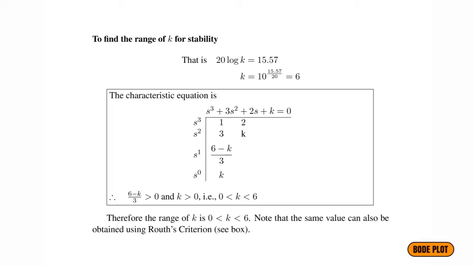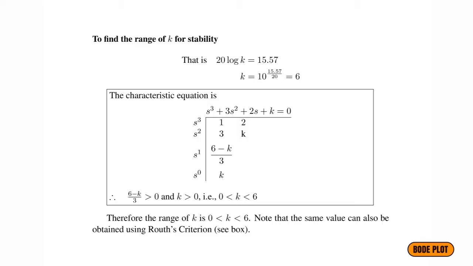So for that, we have to take the s power 1 row equal to 0. 0 is neither positive nor negative, so it can be included in the positive as well as the negative. If there is no sign change in the first column, the system is stable. If any 0 is there, the poles are exactly on the jω axis. That's why we are making this equal to 0.